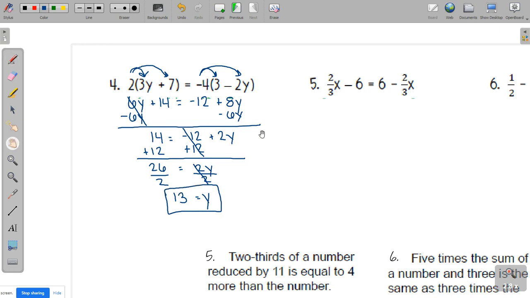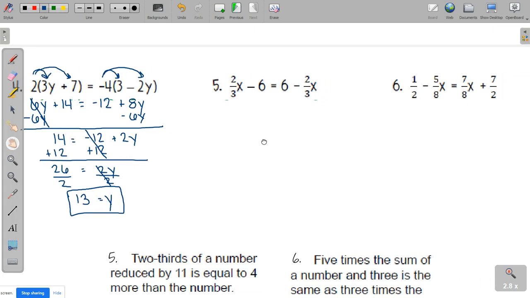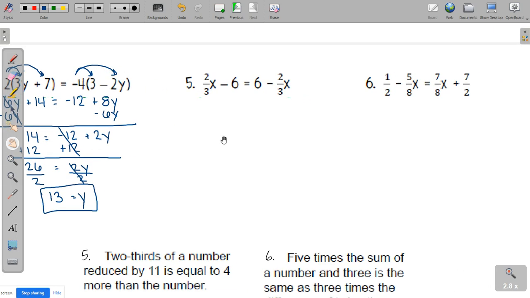Okay. The next one, we have some fractions. We do not like working with fractions. So let's make this the whole numbers. To do that, you're going to multiply everything here by the denominator of your fraction. So by 3. By doing that, we get rid of the fractions.